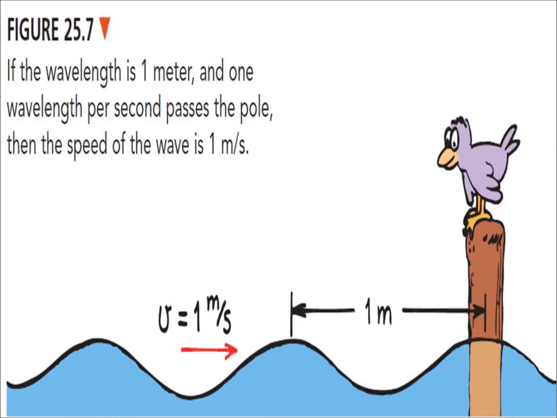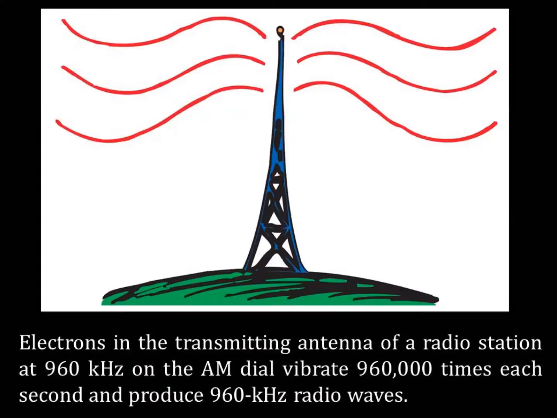Here's something. When you think of a wave, you think of the ocean. And here's a picture of one of my students on summer break, sitting on a post in the middle of the ocean, kind of hanging out. And they're dressed like a bird. It's a pretty good makeup job. The distance between the waves is 1 meter, and the velocity is 1 meter per second. So they're two separate quantities.